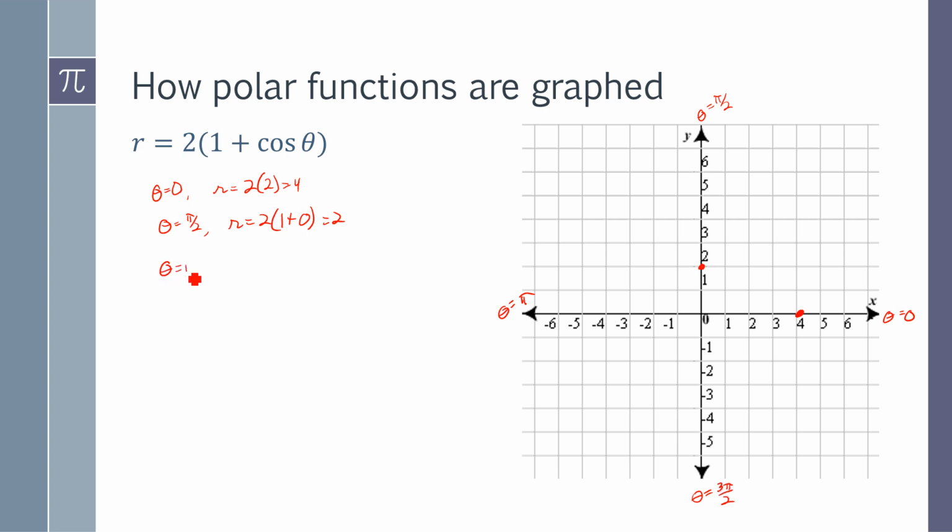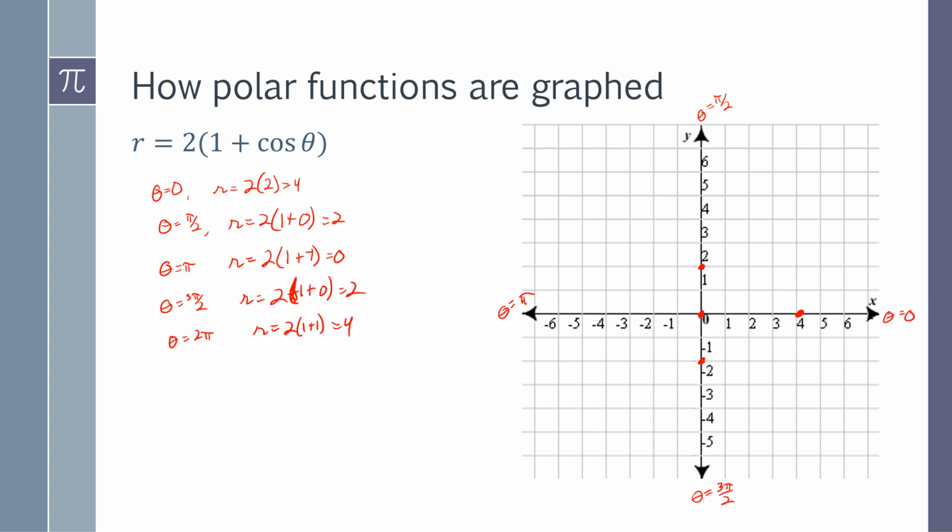If I say theta is equal to pi, r is going to be 2 times 1, and then cosine of pi is negative 1, and I get the radius is 0. So even though my angle is at pi, I don't move any distance from the origin, so I'm still at the origin. And then if I say theta is 3 pi over 2, r would be 2 times 1 plus 0, which is 2. And then if theta is 2 pi, I get 2 times 1 plus 1, which is 4, and I end up back where I started.